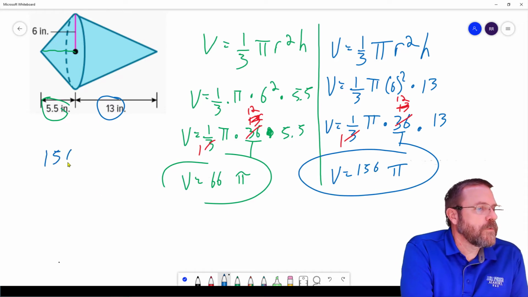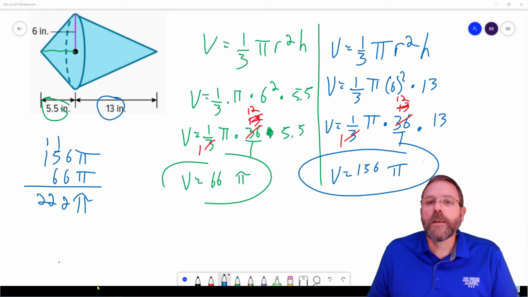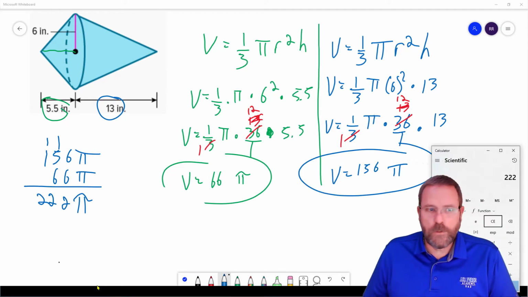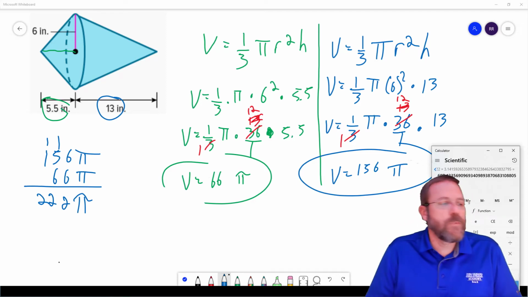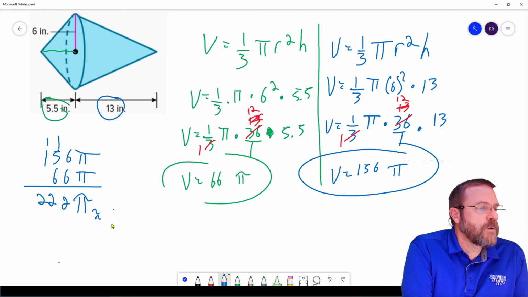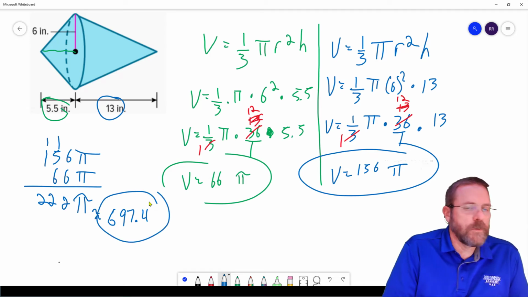Now let's try adding those up again. 156 pi and 66 pi. Add those up together. That's going to end up giving me a 12, carry the 1, a 12, carry the 1 again, and a 2. And 222 times pi, we're going to take 222, multiply it times pi, equals 697.4. So that's going to be about 697.4 rounded to the nearest tenth.